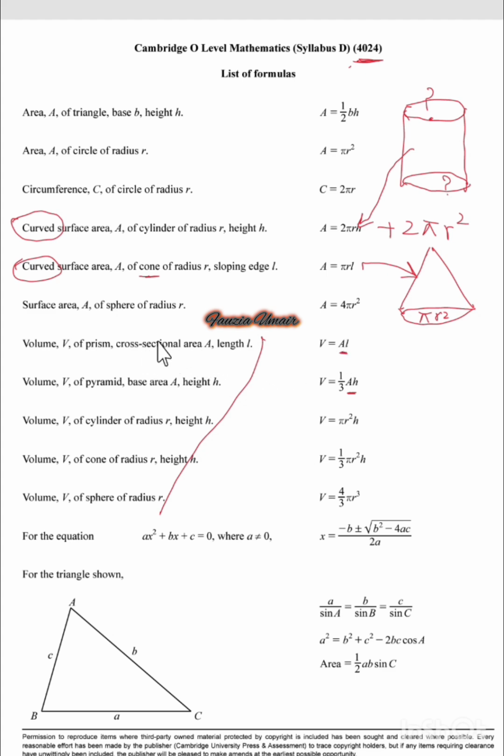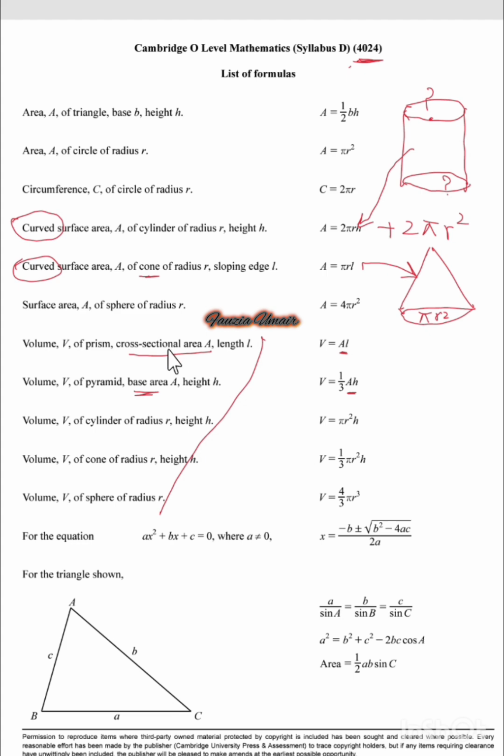Next, all the formulas are formulas of volume. You can see there is a cross-sectional area. Depending on the prism, if it is a triangular prism, it will be the area of a triangle. If it is a pentagonal prism, it will be the area of a pentagon. The same is the case with a pyramid. The base area is the area of the polygon in the base. Then the remaining 3 formulas you can see: volume of a cylinder, cone, and sphere.